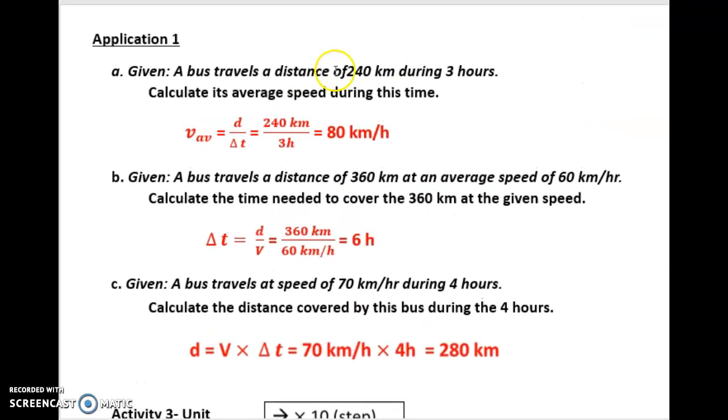Now, application 1. Given a bus travels a distance of 240 kilometers during 3 hours, total distance, total time, d over delta t, 240 over 3, so it's 80 kilometers per hour. It's necessary to write the units.